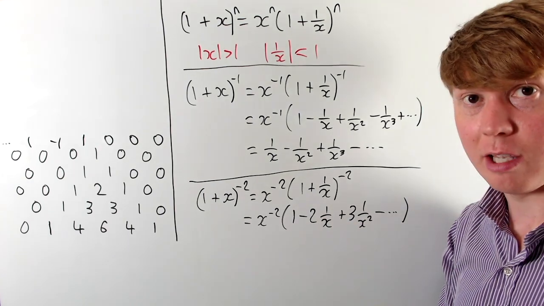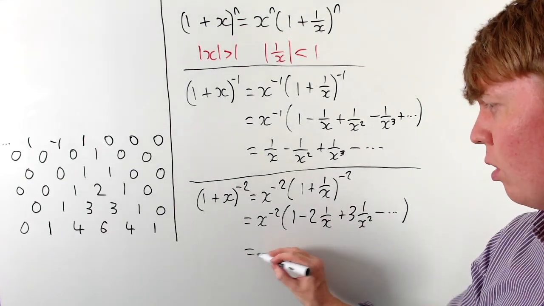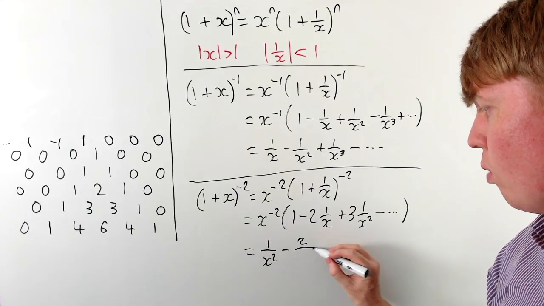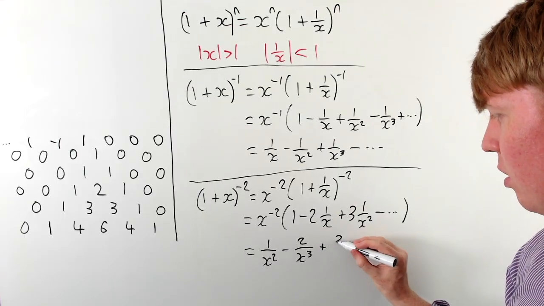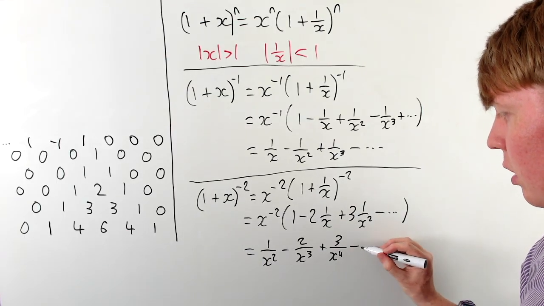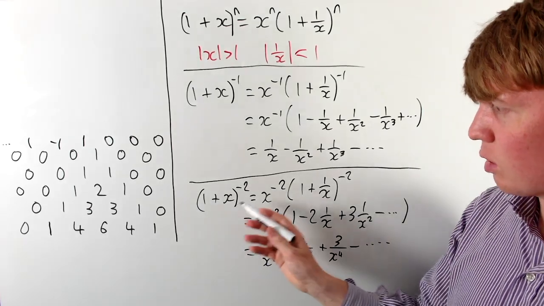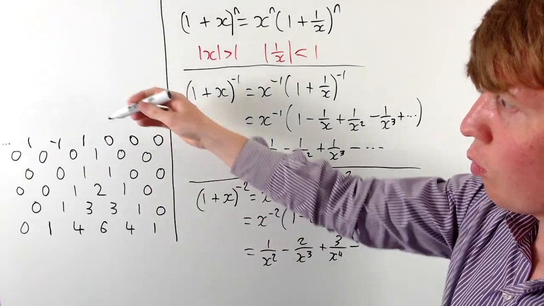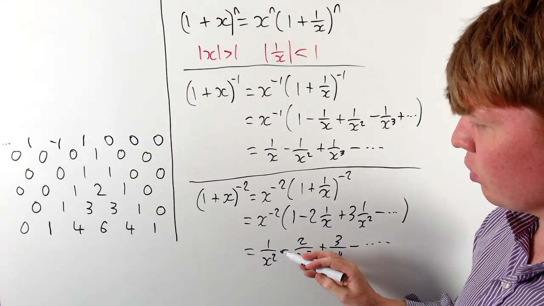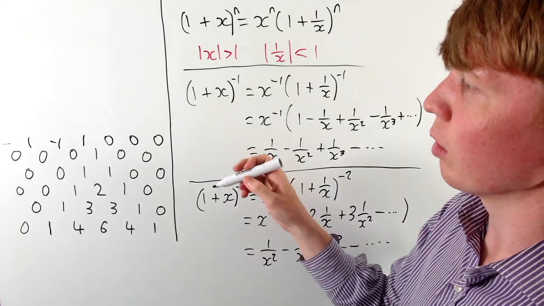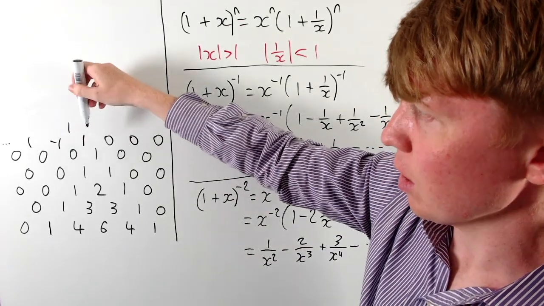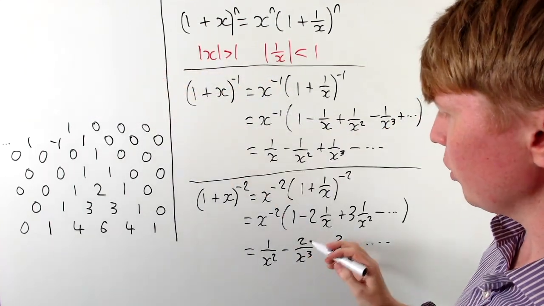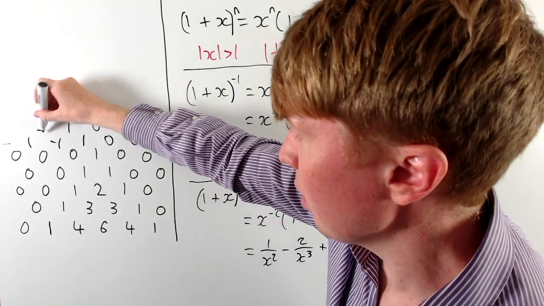And then multiplying throughout here by our x to the negative 2, we get 1 over x squared minus, we can write it as 2 over x cubed plus 3 over x to the 4, and so on. So this gives us a series expansion for (1 plus x) to the negative 2, which again is actually going to match up with our row above here. So the coefficient of x to the negative 2 is going to be 1, so that means we have a 1 over here now in this row, followed by zeros going off to the right, and then our 1 is followed by negative 2, positive 3, and so on.